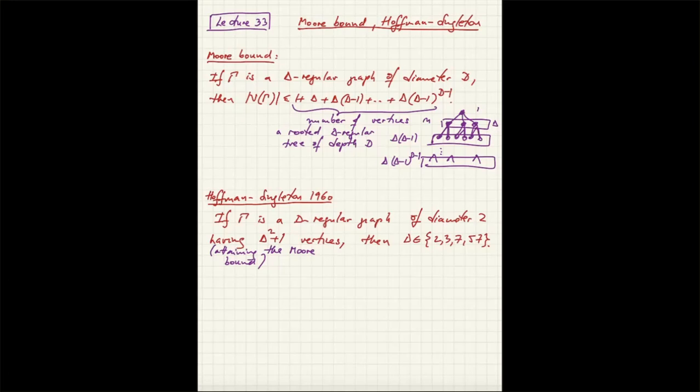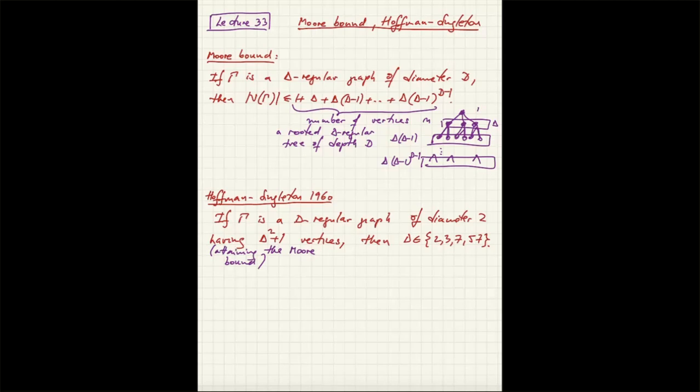Now, Moore also asked the question, when does one get equality in this bound? And we've seen before that for diameter d equals one, the complete graph K delta plus one gives us equality. So that's pretty simple. And then in 1960, Hoffman and Singleton set out to study this problem for diameter two. And in that case, the Moore bound, so the right-hand side of the inequality on the top, is delta squared plus one.